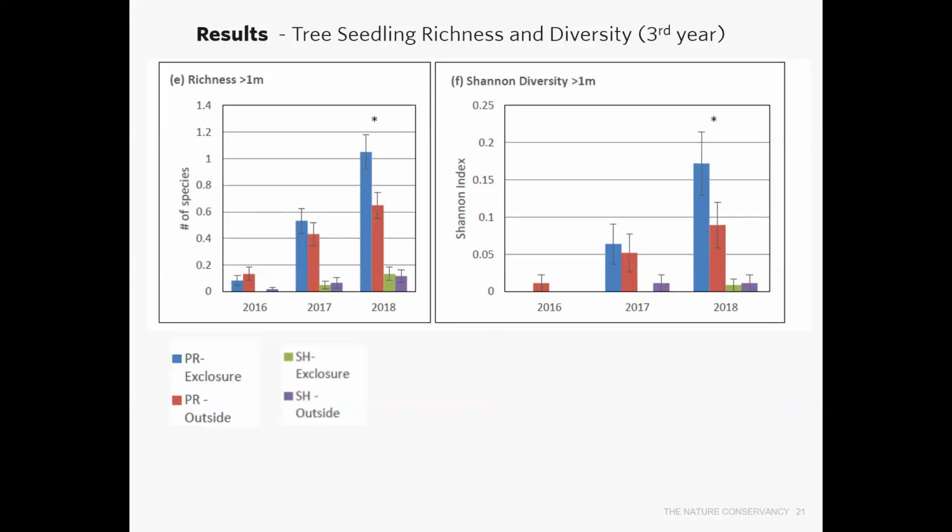And this trend can also be seen within just the 3-year data. We think that this trend will become even more pronounced. So at the Plank Road exclosure, just a significantly higher average richness of species that are shown by the blue bar, as well as when we look at a diversity index, a higher diversity within the exclosures.